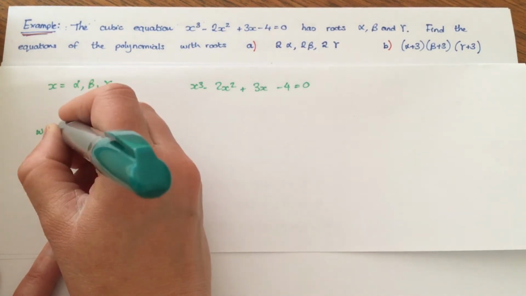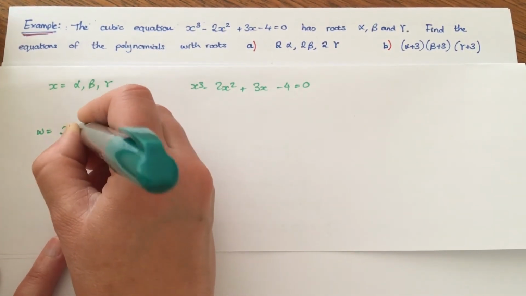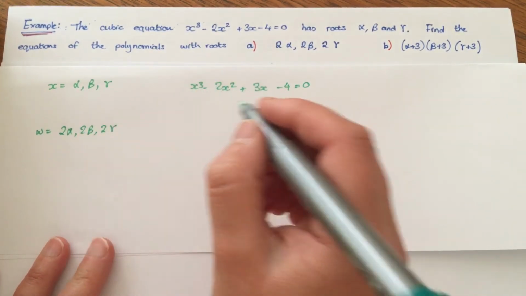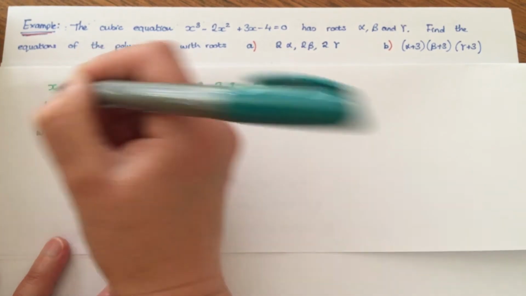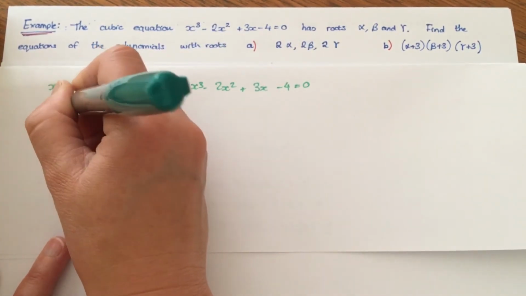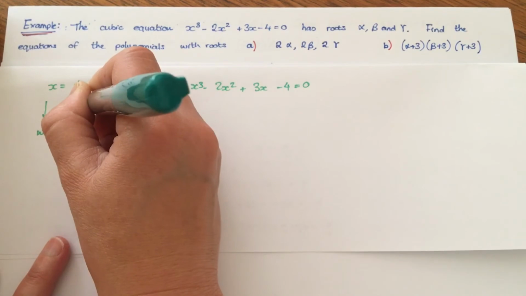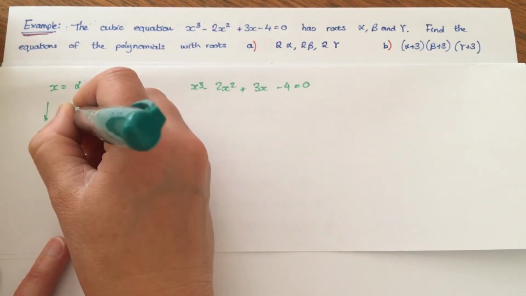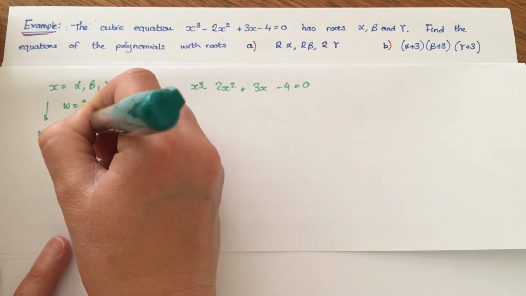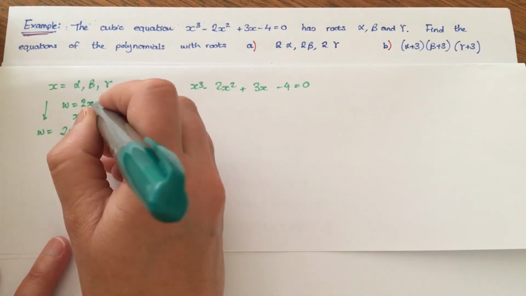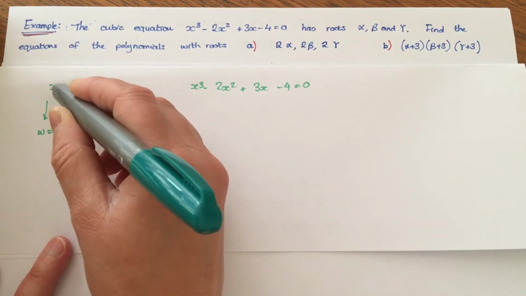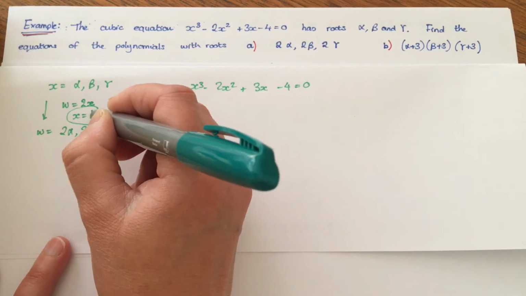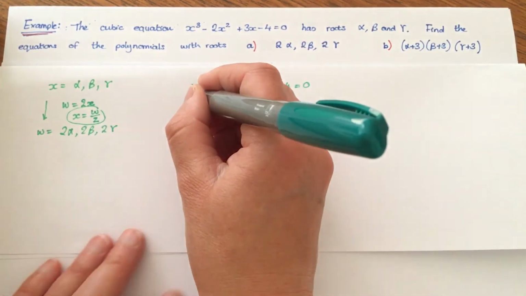The new roots are 2 alpha, 2 beta, and 2 gamma. How do I get from there to there? Well, w is 2x, which means that x is w over 2. And once I know what the substitution is, so I'm looking at how do I get from there to there? Well, w is 2 lots of x. I can then rearrange that for x to find the substitution and use that to find the related equation.